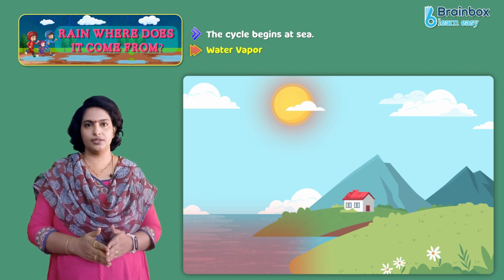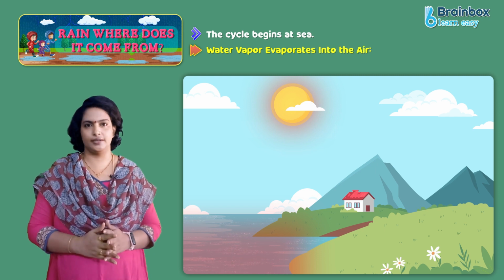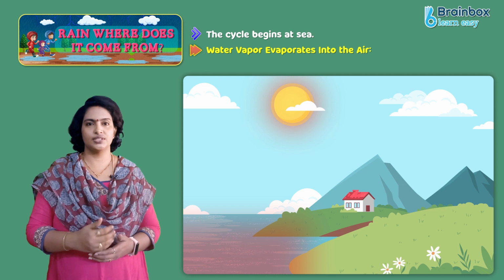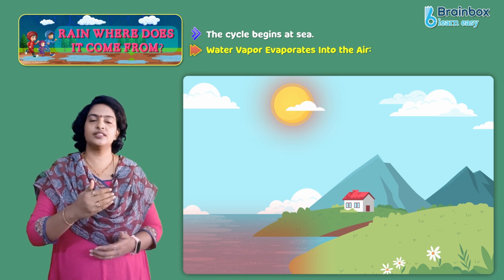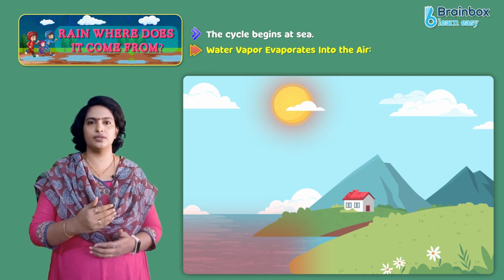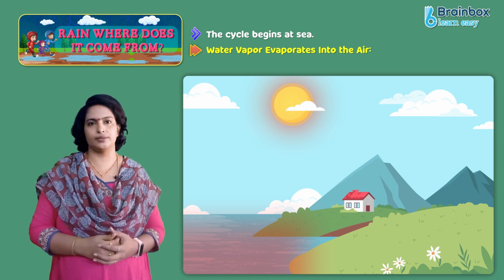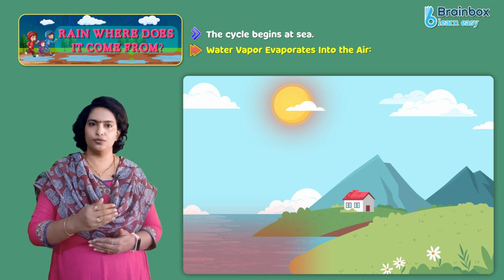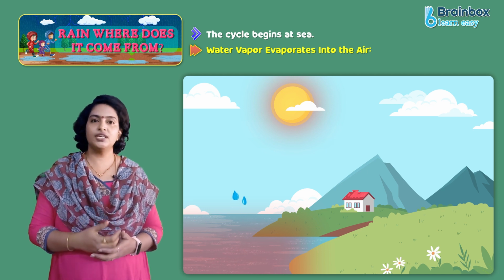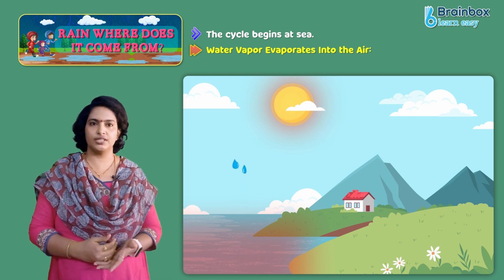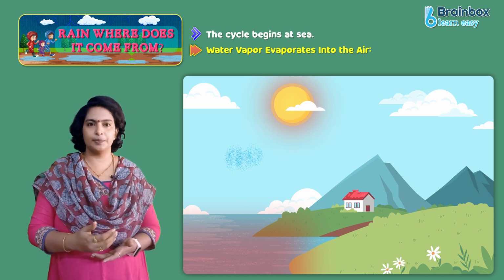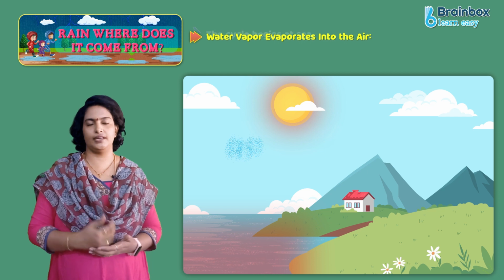Now, water vapor evaporates into the air. The water and ice that make up clouds travel into the sky within the air as water vapor, the gas form of water. So, water vapor gets into the air mainly by evaporation. Some of the liquid water from the oceans, lakes and rivers turns into water vapor and travels in the air.